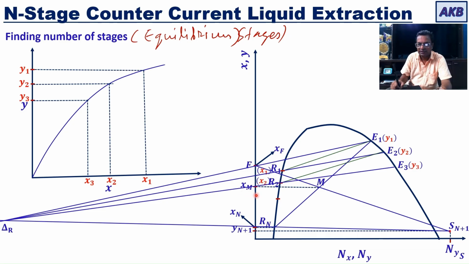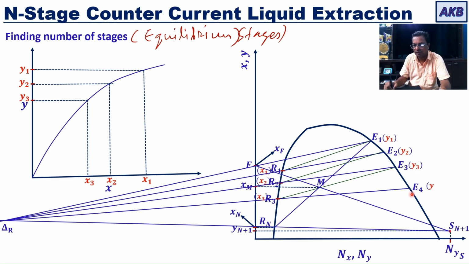Then I use this x3 and locate R3. So x3 on the y-axis, then I'll go to the A reach part of the curve where intersection occurs. That will give me point R3. So now R3, since x3 and y3 are in equilibrium with each other, they will be connected by a tie line. Next, I will draw a line from delta R, allow it to pass through R3, and then the intersection with the B reach part of the curve, the point is E4. I will read the corresponding y4 on the y-axis.